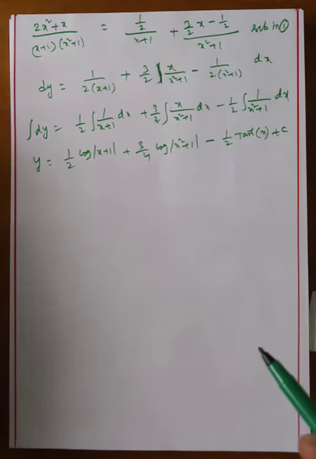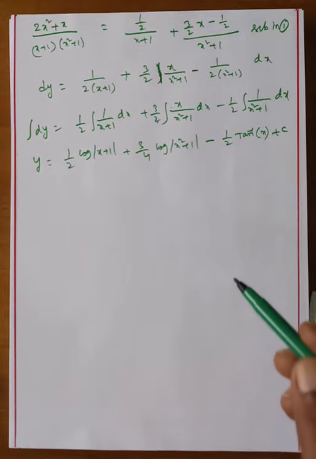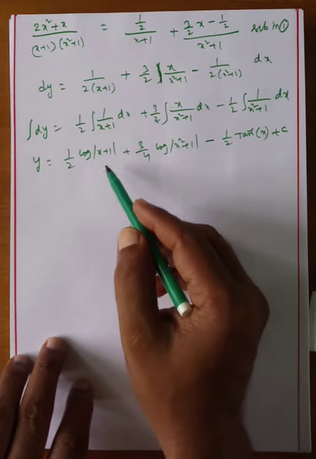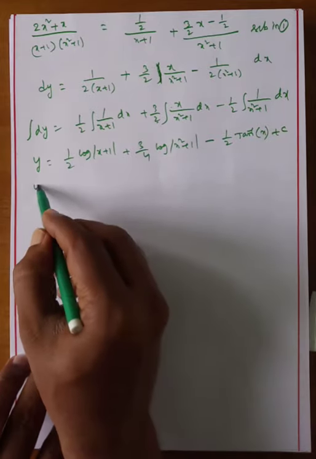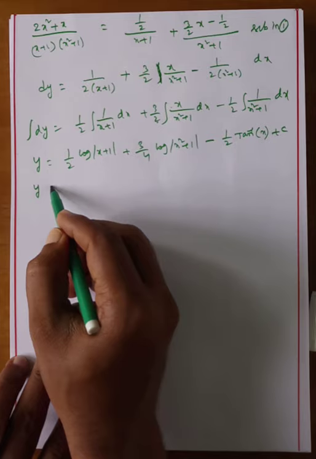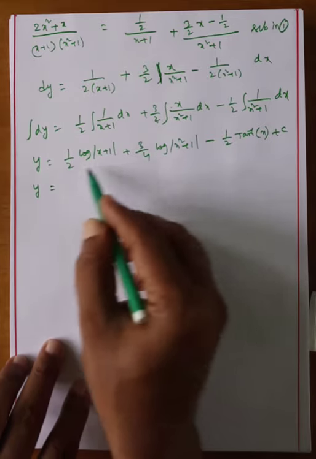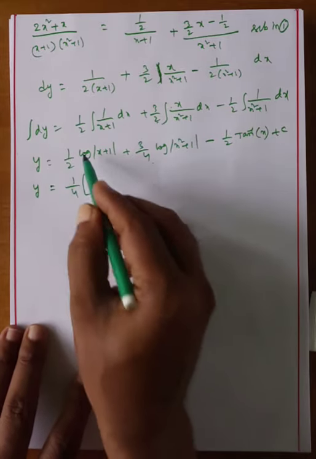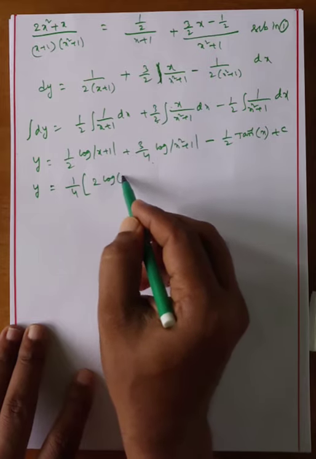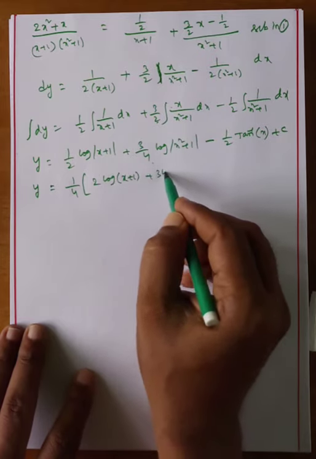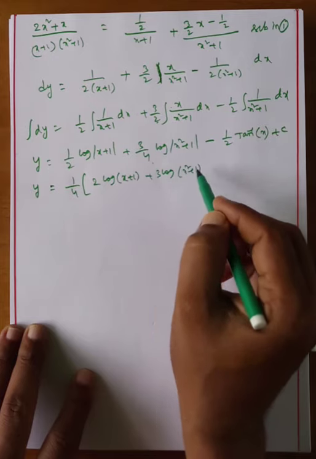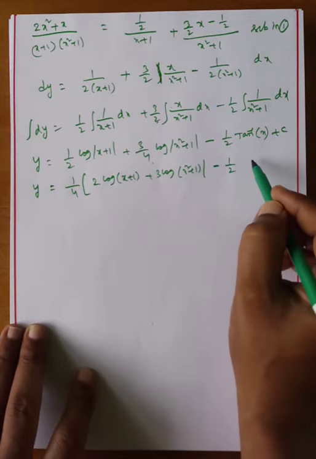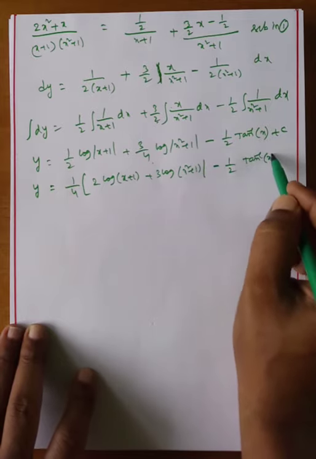Okay, my dear students, in this way we will complete the problem. Now y is equal to, the LCM is going on simply. Suppose here 1 by 2 taken common, or 1 by 4, for these two only. Observe that for these two we take common 1 by 4. What happened here? 2 into log of x plus 1, plus 3 log of x square plus 1, minus 1 by 2 into tan inverse of x, plus c.